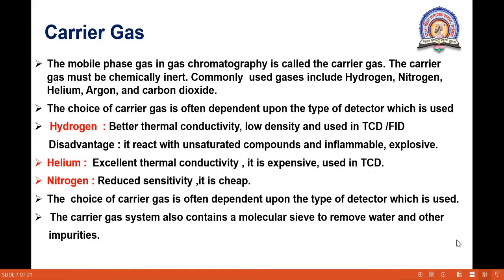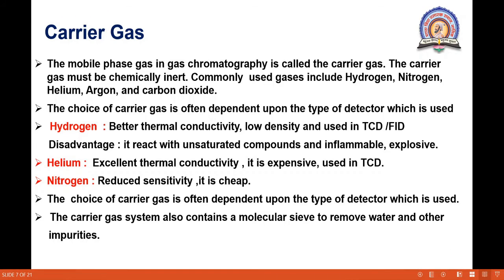The choice of this carrier gas often depends upon the type of detector which is used. The carrier gas system also contains a molecular sieve to remove water and other impurities. Out of these carrier gases, nitrogen and helium are most commonly used for gas chromatography. Okay.